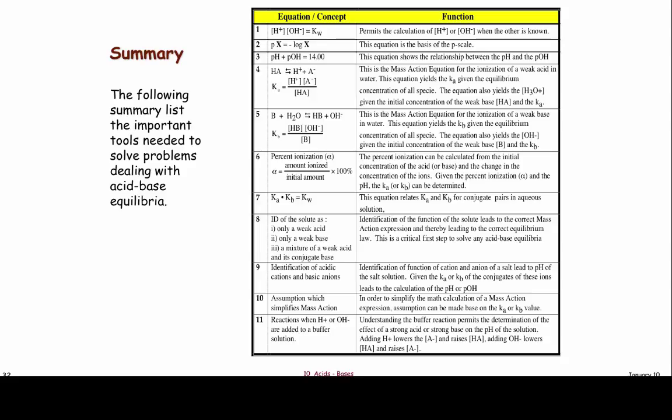And this is a summary of acid-base chemistry and the things that we talked about.